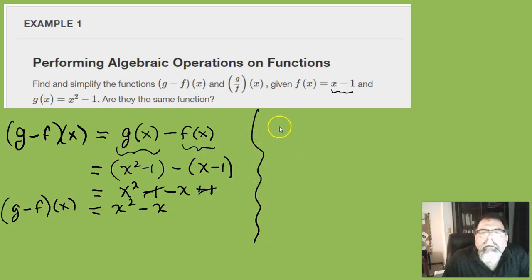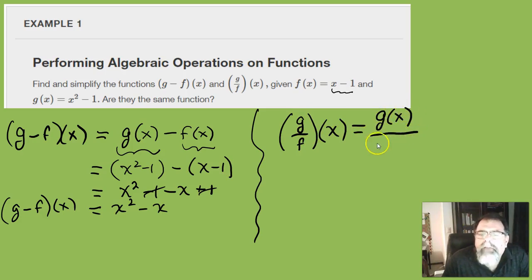Okay, so let's see, g divided by f, and again we're going to apply the rule. How do you define the quotient of two functions? Well, you're going to take the output value for the top function, g of x, divided by the output value for the bottom function. And then now simplify that.